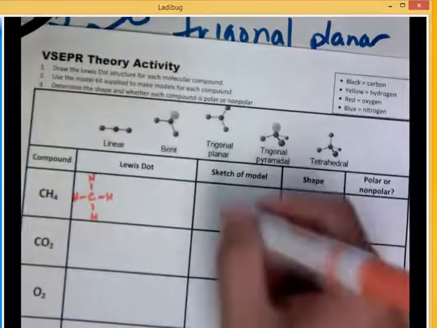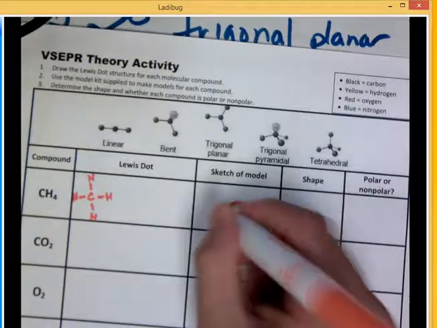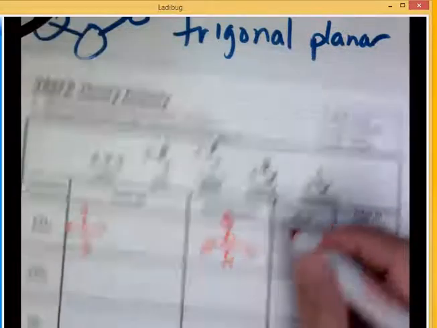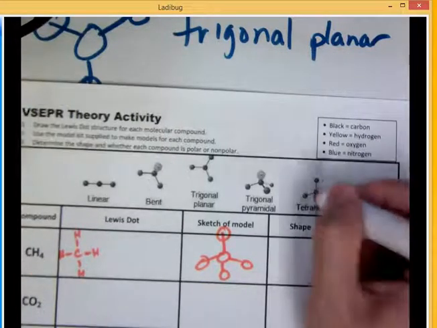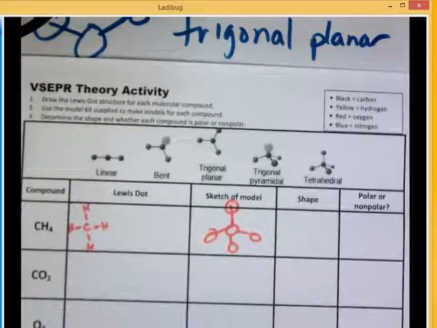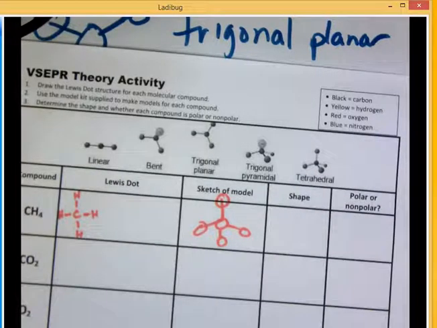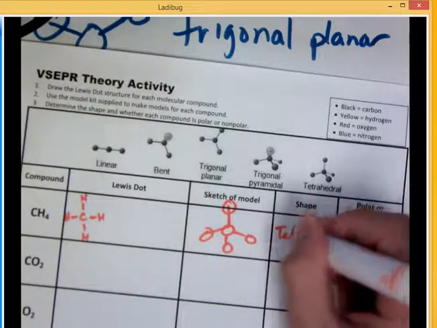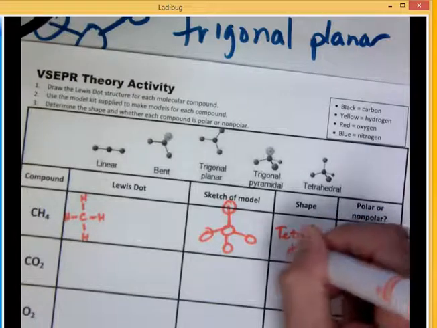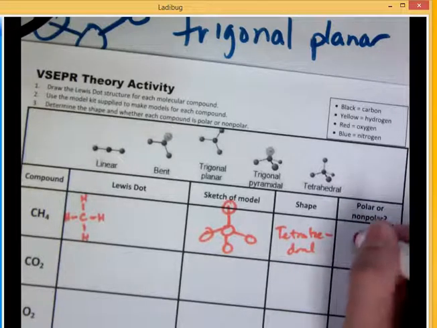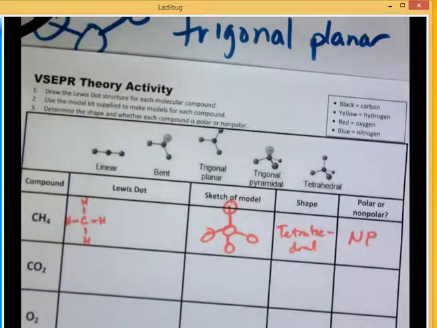So sketch the model. The model is going to be a carbon in the middle with 4 hydrogens bonded to it, and the shape is 4 things connected. It is tetrahedral. Your shapes are up here as well. There are 4 things connected to the central atom, so it's tetrahedral. Is it polar or non-polar? If you look at the Lewis dot, it's all the same things around, so it is balanced, so it is non-polar.